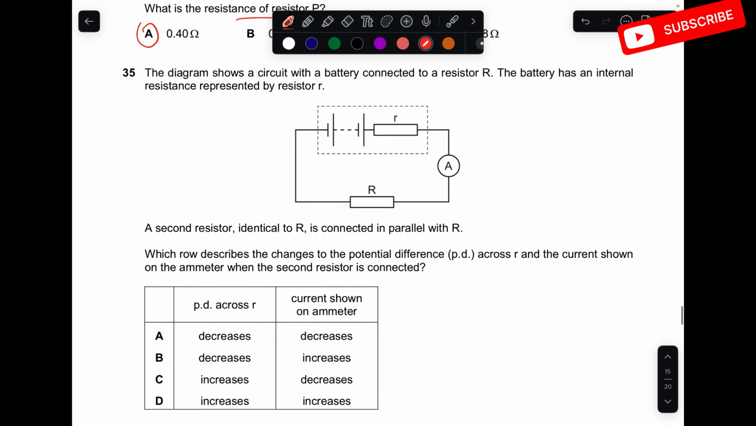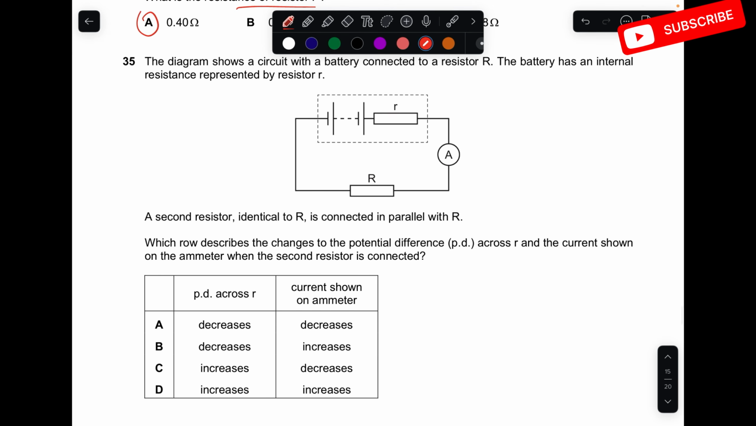Question 35. The diagram shows a circuit with a battery connected to a resistance R. The battery has an internal resistance. A second resistor identical to R is connected in parallel. Actually, you are applying another R parallel to this R. You have to tell what will happen to the potential difference across this and the current across this.